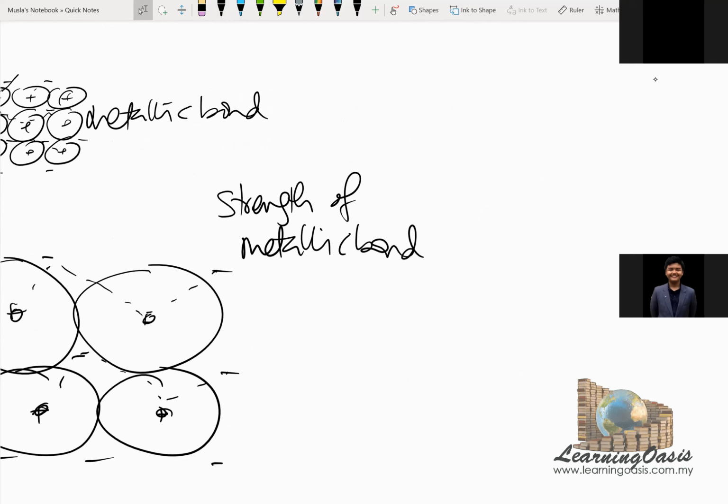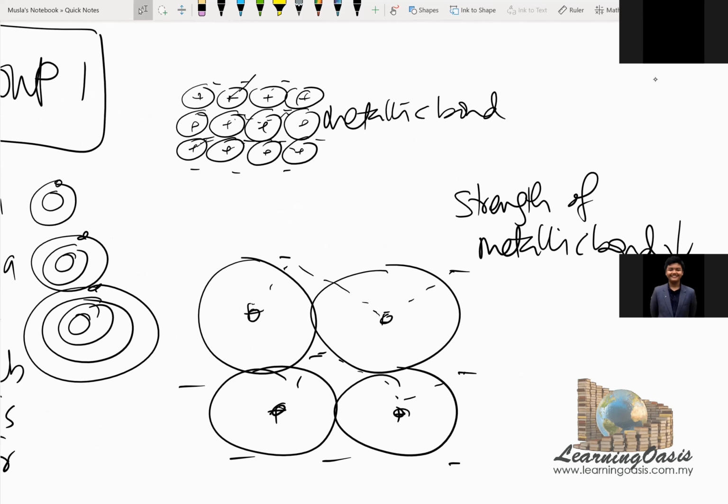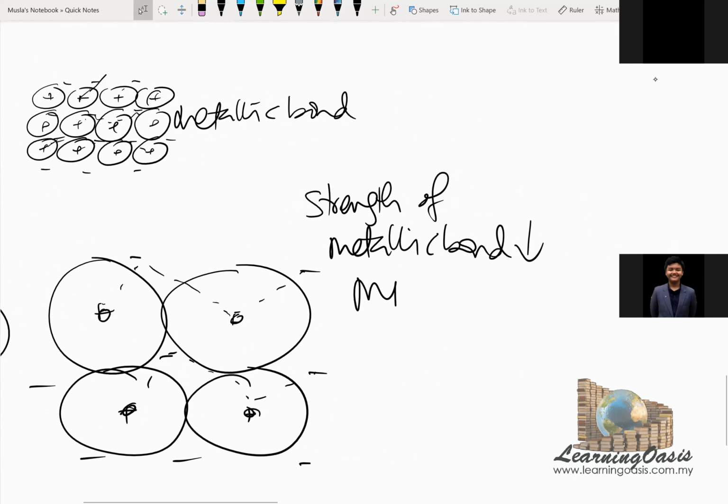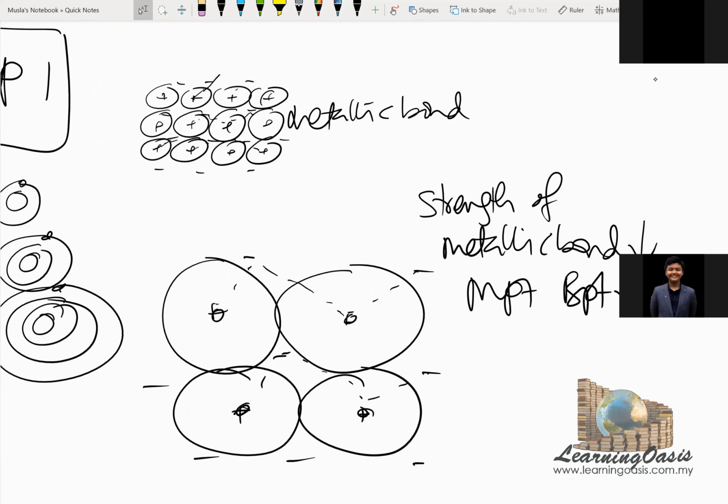Decrease. Right. Okay, so why? Because the strength of the metallic bond decreases, therefore the melting point and boiling point decrease. Get it? Just now I asked you, why is it that the melting point and boiling point decrease? It's because the strength of the metallic bond decreases. Now, why does the strength of the metallic bond decrease? Because of the shielding effect as you go down.